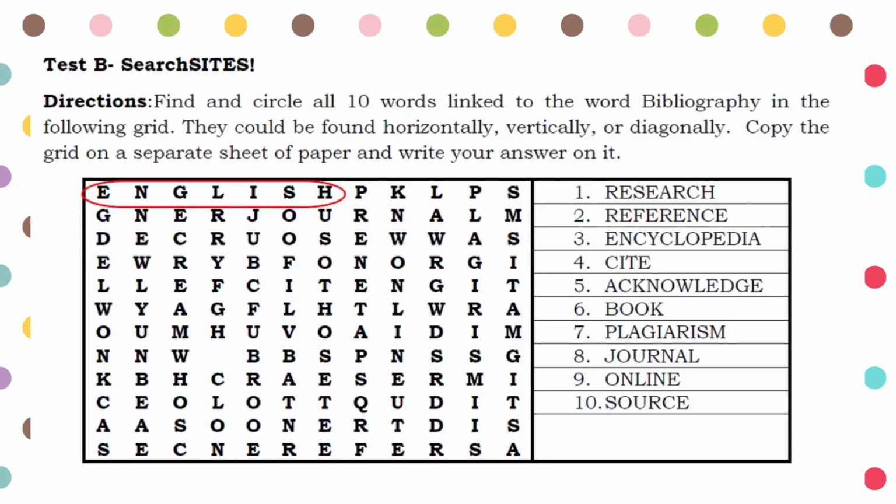Search sites. Direction. Find and encircle all 10 words linked to the word bibliography in the following grid. They could be found horizontally, vertically, or diagonally. Copy the grid on a separate sheet of paper and write your answer on it.